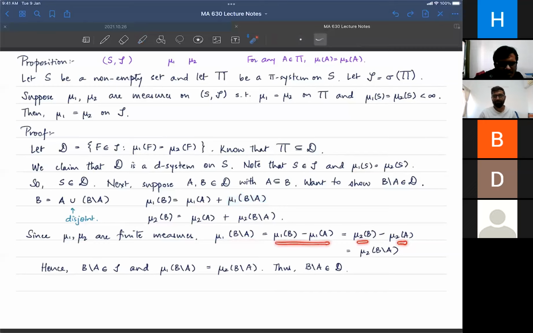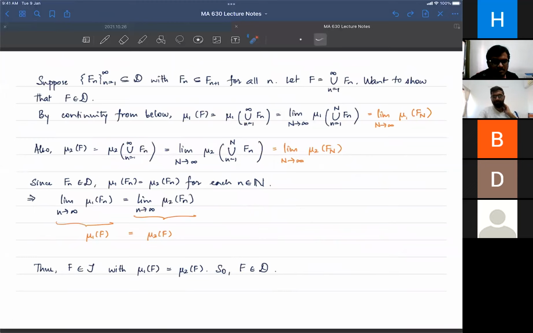The reason for that is that mu1 of B and mu2 of B match up, and mu1 of A and mu2 of A match up. So this is mu2 of B minus mu2 of A, and this is mu2 of B minus A. So what have we shown? We have shown that B minus A is in S. Why is this true? This is true because S is a sigma algebra. So B minus A is in S. And right now we have just shown that mu1 of B minus A is mu2 of B minus A. So B minus A is a measurable set on which mu1 and mu2 match. So B minus A must be in D. You guys with me? So we've shown the second of the three properties for this to be a D system.